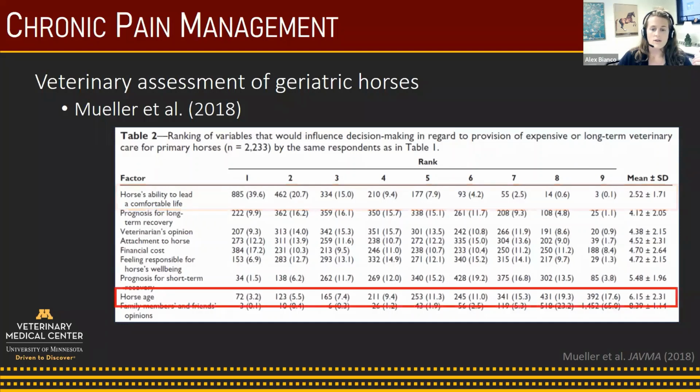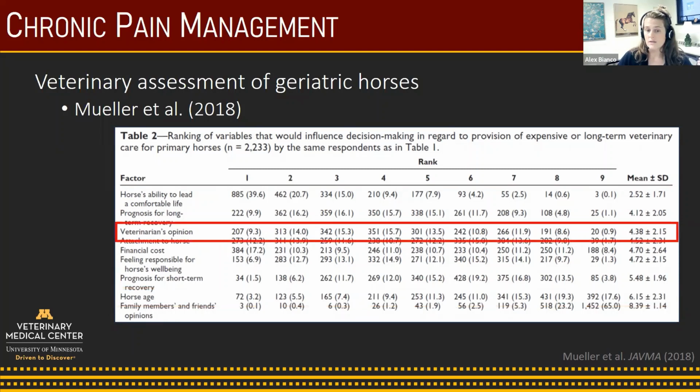Also here is horse age. Horse age was not a factor. So it wasn't necessarily as important how old the horse was in terms of whether they would pay for veterinary care or not. It was less important than the comfort of the horse. And then veterinary opinion was highly ranked. So this is a plug. I know there are veterinarians listening today as well, but that just demonstrates that the veterinarian's relationship with the owner helps to influence whether that geriatric horse got care or not.